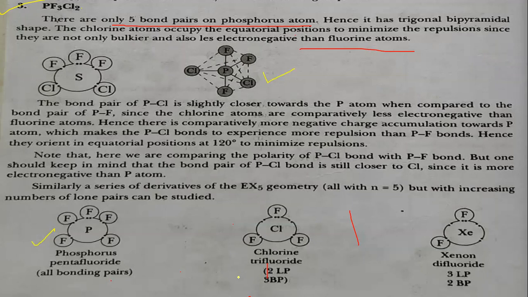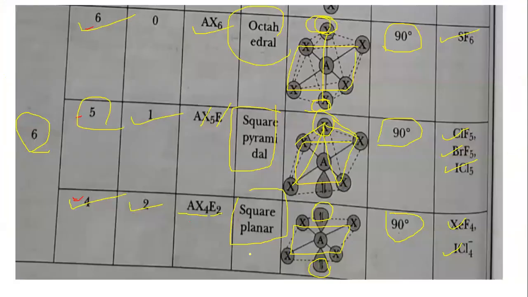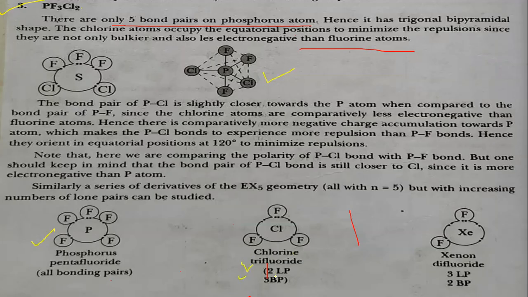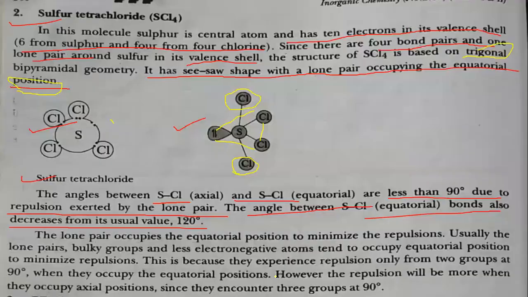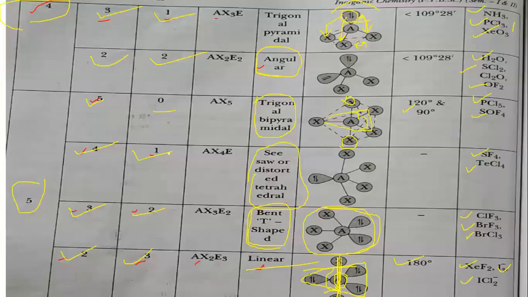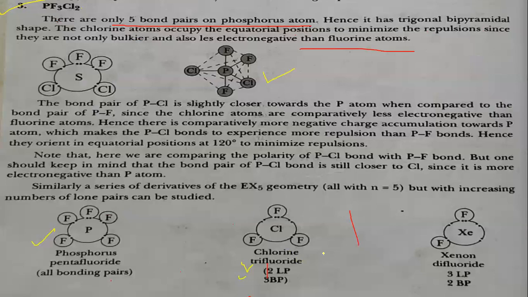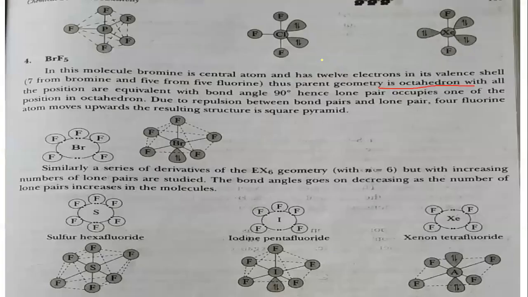2 lone pairs and 3 bond pairs are there. So you can go to the table. I'm just taking you back over there. 2 lone pairs and 3 bond pairs. You can see here, this is 3 bond pairs and 2 lone pairs. What is the shape? It's a bent T shape. Okay, after drawing, you can see it on the next page.